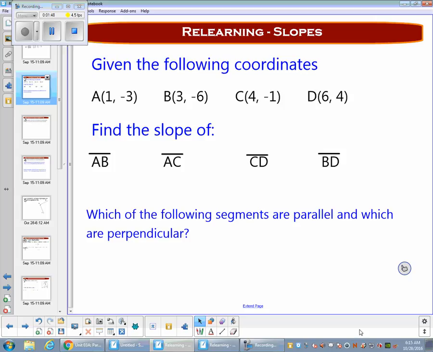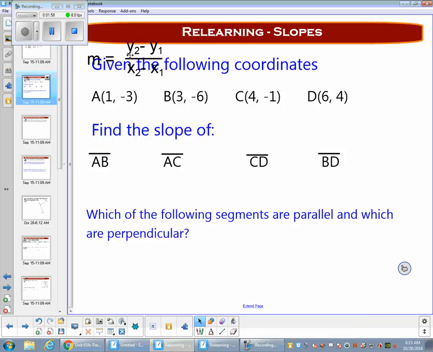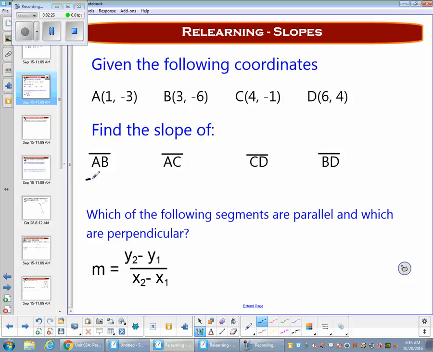Given the following coordinates, find these slopes and tell whether things are parallel or perpendicular. So I'm just going to steal this whole thing because pretty much what we're going to be doing is find the slopes. So we're going to find the slopes of AB, AC, CD, and BD. We're going to do the same thing. If I look at AB, this is X, Y, X, Y. These are the first ones, these are the second ones. So I'm going to take my Y2, which is negative 6, minus Y1, which is minus negative 3, over X2, which is 3, minus X1, which is 1.